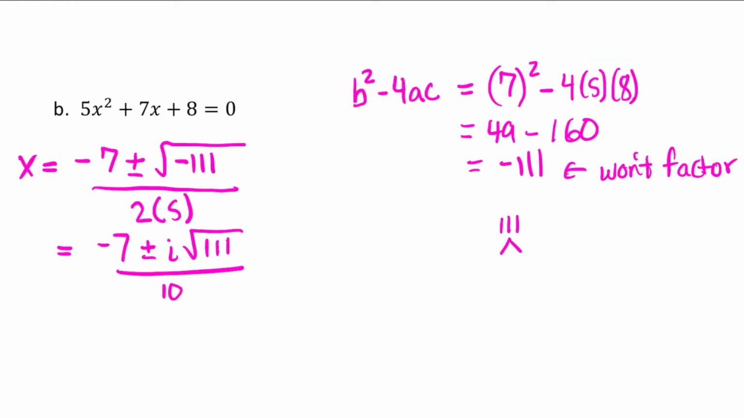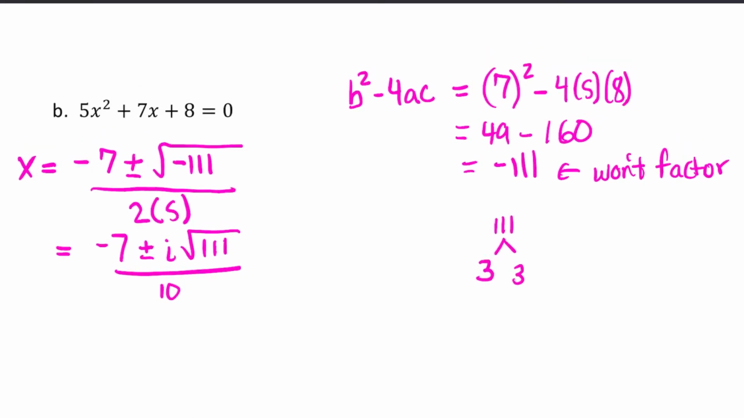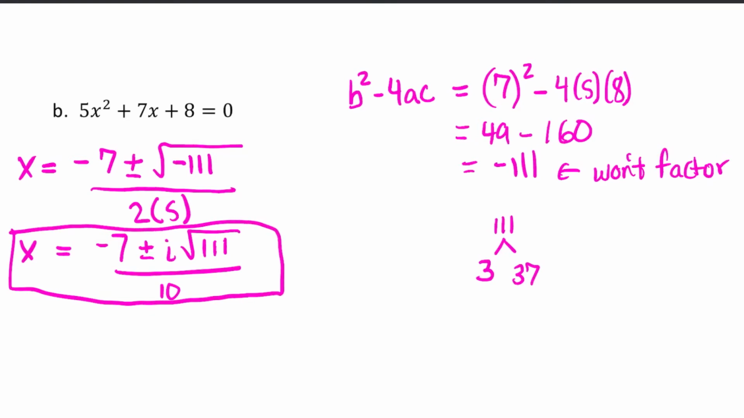111, let's see, those digits add up to 3, so it should be divisible by 3. It's a fun fact. If you add up the digits and they divide by 3, the whole thing does. But 37 is prime, so that's our final result.